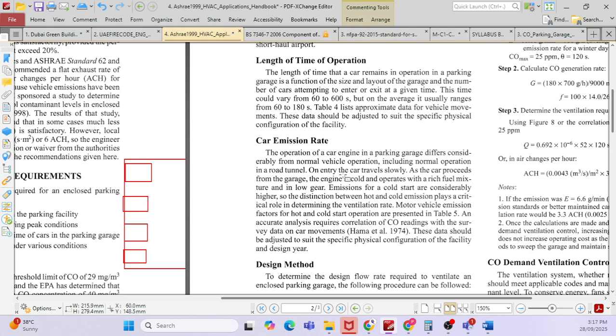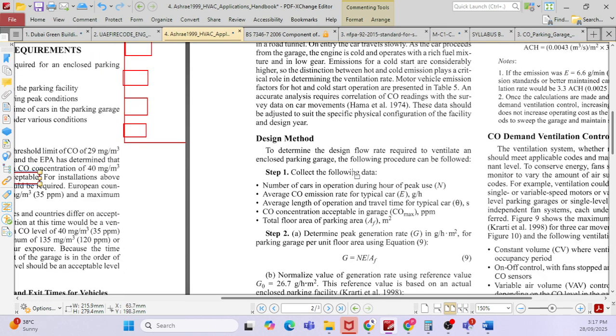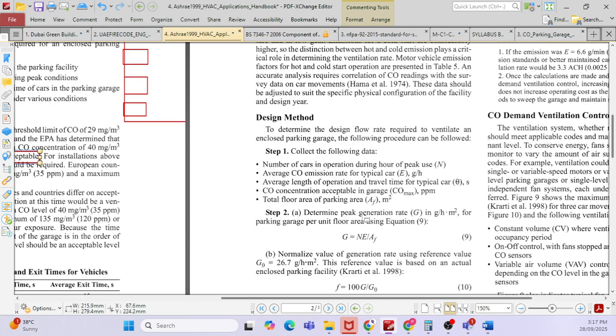Clear, right? This is the car emission rate. The operation of the car engine in the parking garage differs considerably from normal vehicle operation, including normal operation in a tunnel road. So this particular area is about car emission rate. Now, how to determine the flow rate? Remember that we calculated Q equal to air change per hour multiplied by volume. But here we are going to do it based on the emissions. To determine the design flow rate required for ventilation of an enclosed car parking garage, the following procedure can be followed. You can see the formula here.